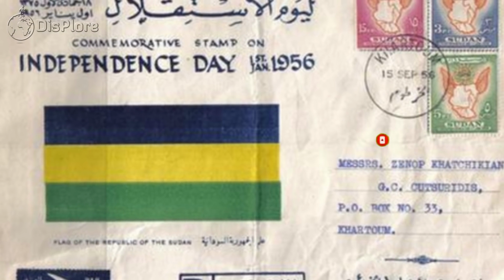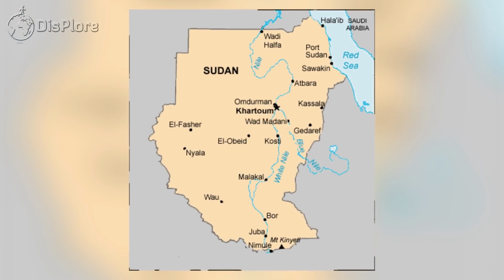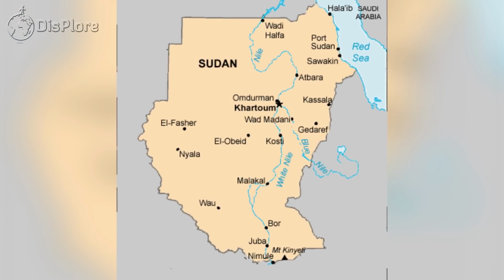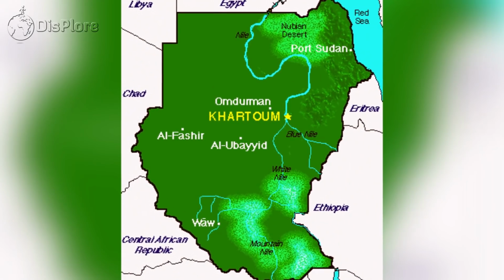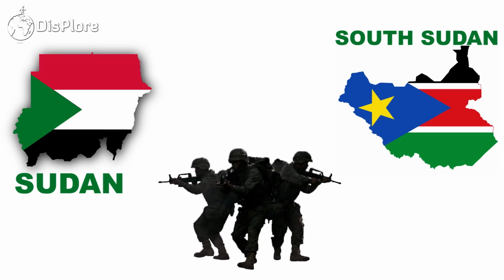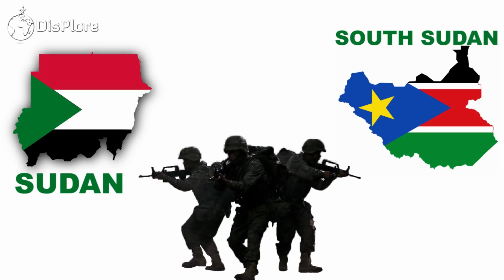Upon gaining independence from Britain on January 1, 1956, Sudan was the largest country in Africa by surface area, with more than 2.5 million square kilometers of land. Despite the fact that Sudan gained its independence as one country, there have been some serious ongoing conflicts within the country, particularly between the northern part of the country and the southern part.